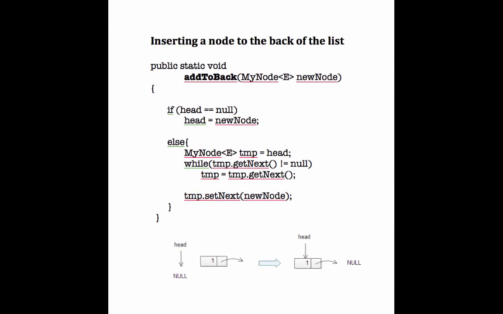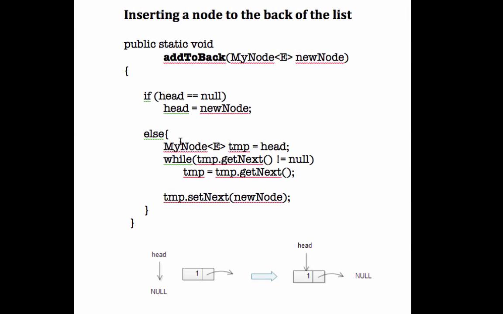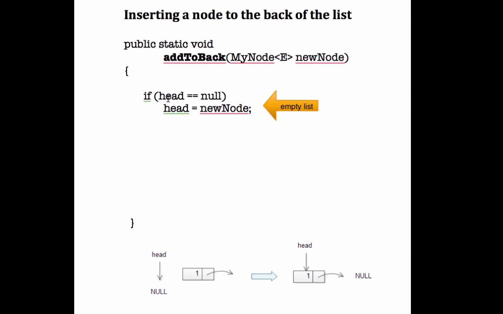And the code is very simple, and it has an if-else, because we have two cases, when the list is empty and when the list is not. To check for empty list, we check the value of head. If head is null, like this picture here indicates, that means that the list is empty. Very simple case. All we have to do is to change the value of head to be the new node.